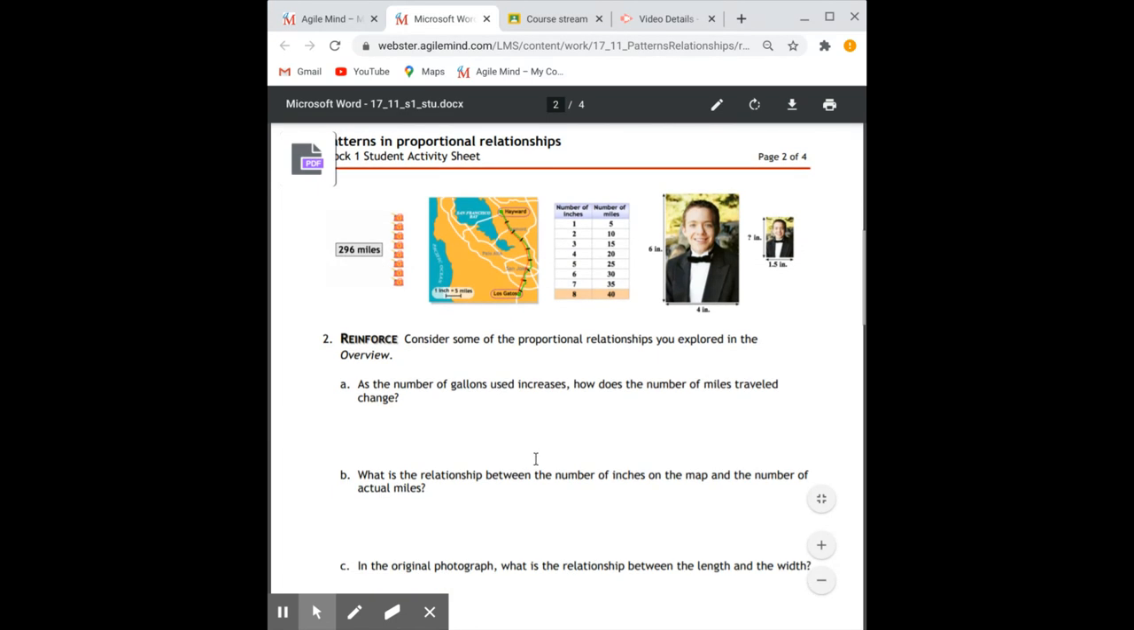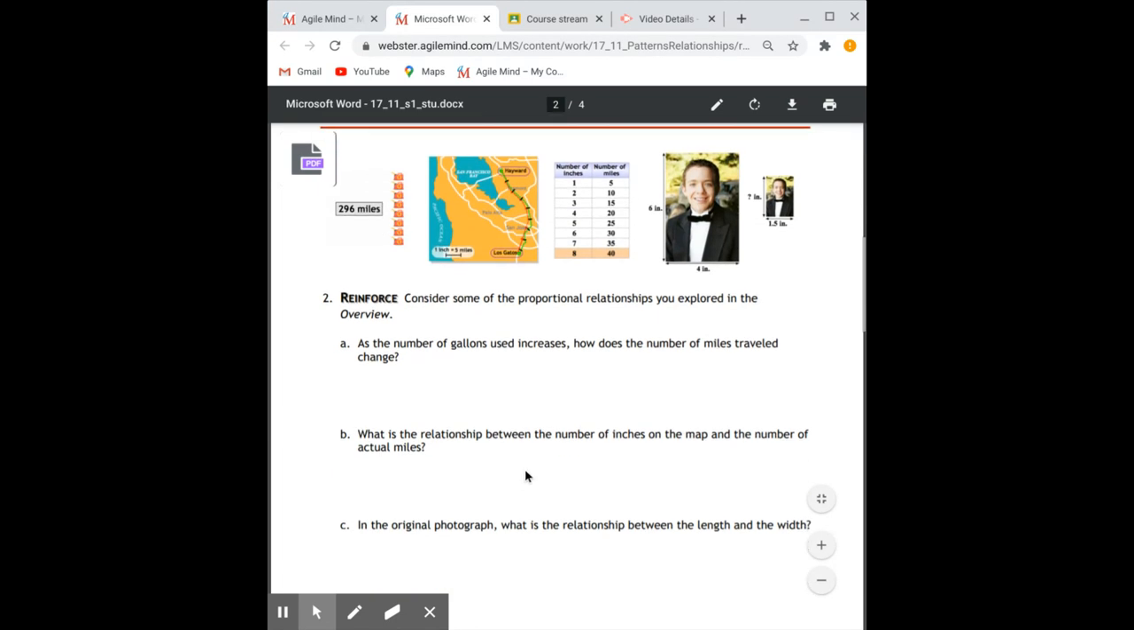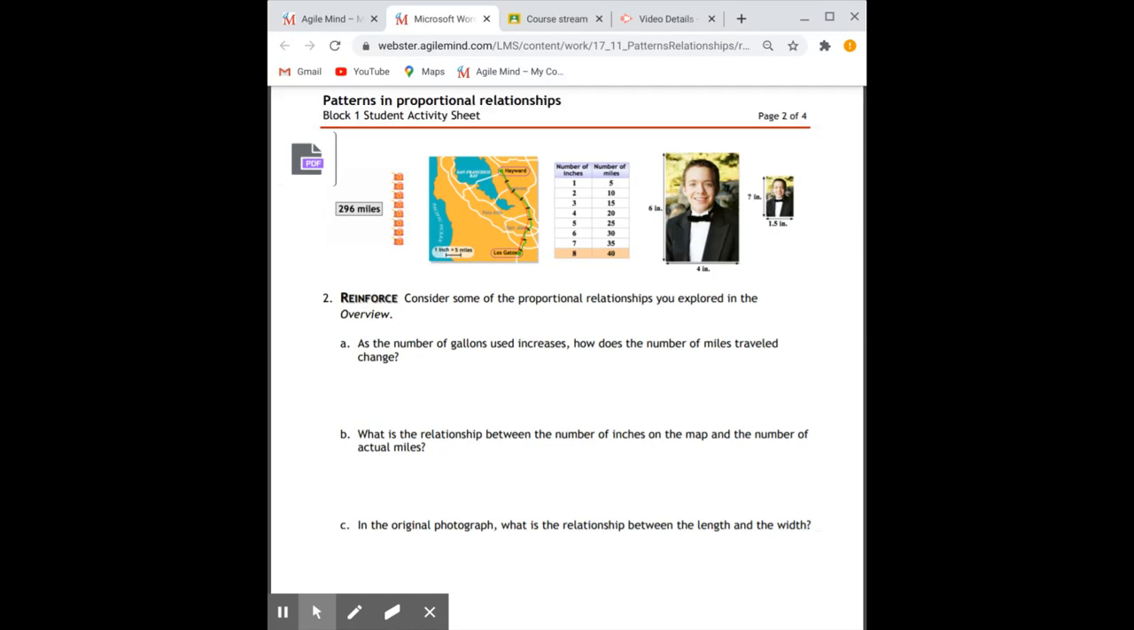Okay. All right, so number 2. Read what number 2 says, Hagen. Reinforce. Consider some of the proportional relationships you explored in the overview. Okay. So what does A say? As the number of gallons used increases, how does the number of miles traveled change? All right. So what did we say?